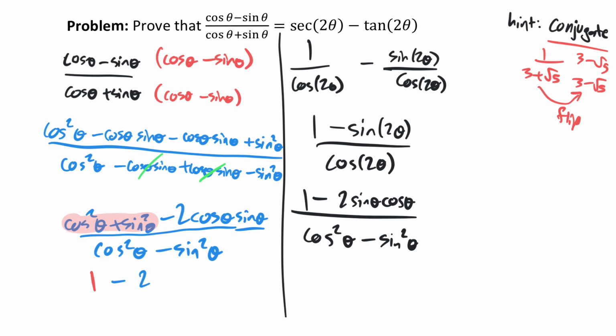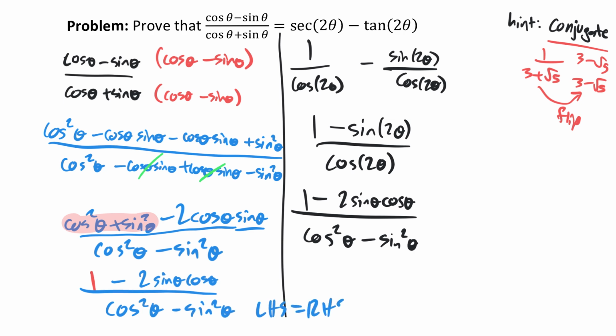Then you got 2. Oh, maybe I'll write it in the other order just so it looks a little nicer. 2 sine theta cos theta divided by cos squared theta minus sine squared theta. Left hand side equals right hand side. Woohoo! We've got it. We've been able to solve our identity.